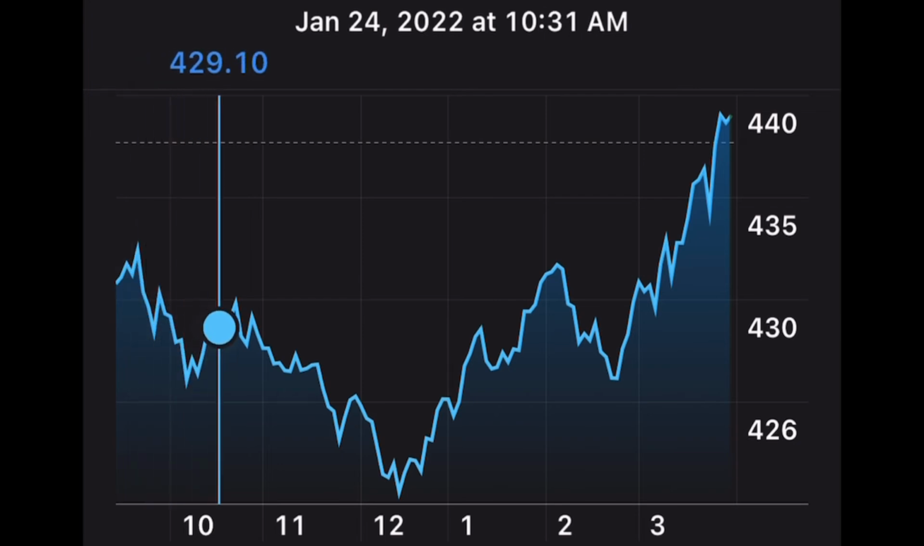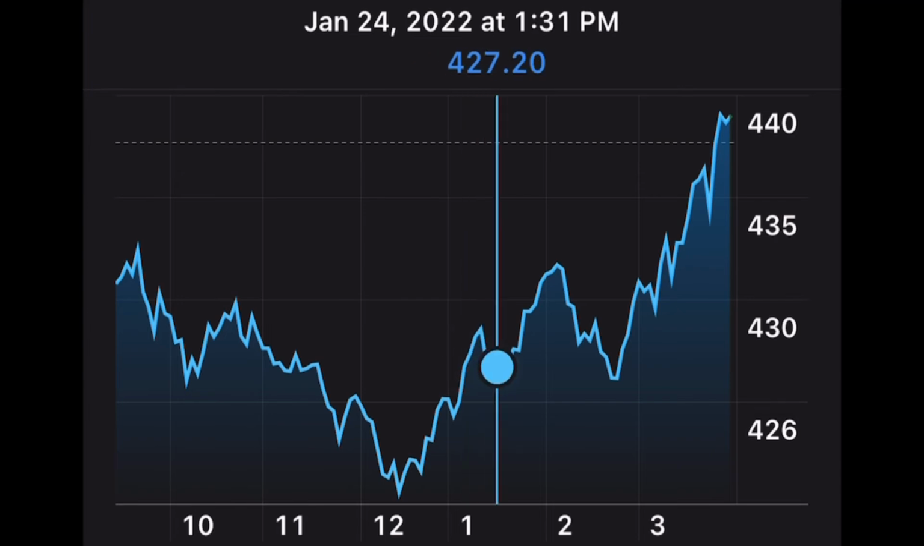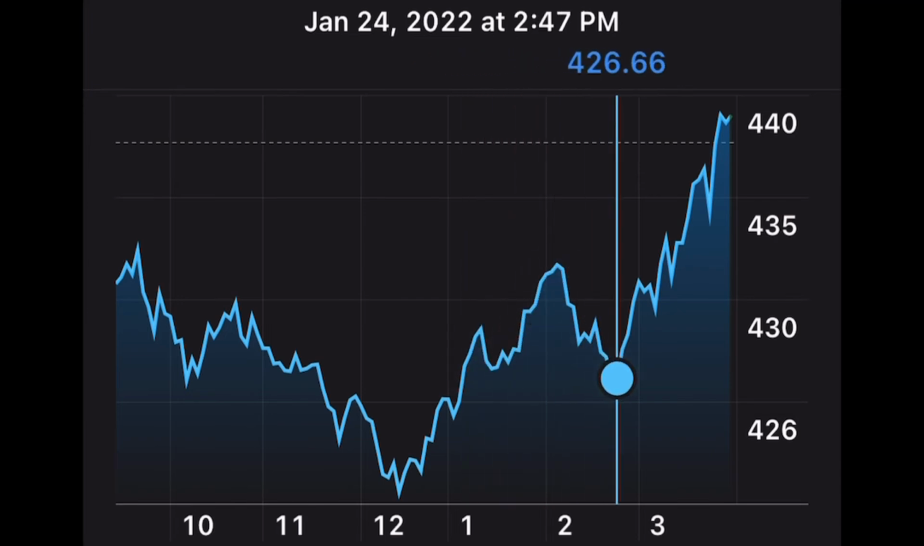Let's take a look here. You see the market dipping. That's a downtrend when it's going down. So it ended up at around 422. This is a SPY we're looking at. S&P 500, top 500 companies.